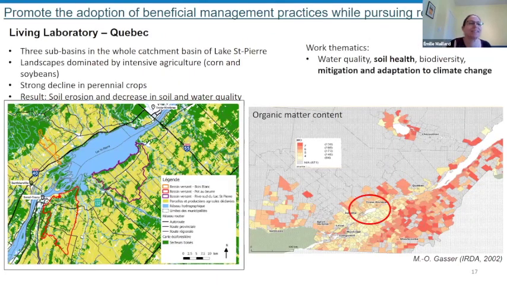More precisely, the living laboratory in the province of Quebec takes place in three sub-basins in the whole catchment basin of Lake Saint-Pierre. The landscapes are dominated by intensive agriculture, and in the last years there was a strong decline in perennial crops, which led to soil erosion and a decrease in soil and water quality. We can observe a low organic matter content around Lake Saint-Pierre. So researchers, farmers, and other partners will work on different thematics. Among them, there are soil health and mitigation and adaptation to climate change.